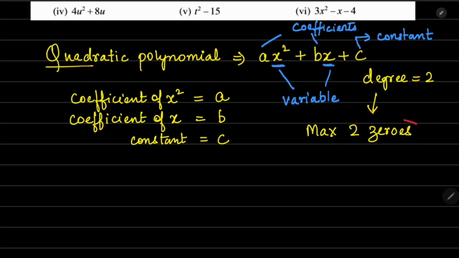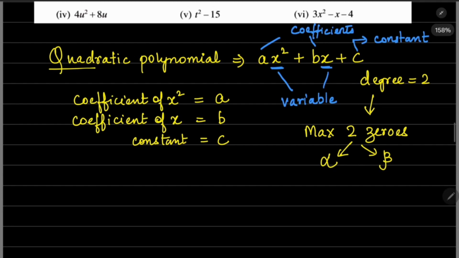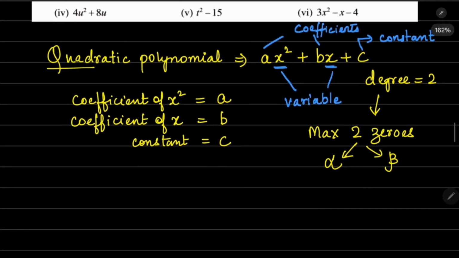Remember this. So what is the maximum number of zeros in a quadratic polynomial? It's going to be 2. Now these zeros can be written as one is alpha, the other one is beta, just a representation. So one of the zeros, let it be alpha, the other zero is beta. That means whatever be the alpha value, if I substitute the alpha value in place of x, then the value of the polynomial will become 0. That is why alpha is called a zero of the polynomial.